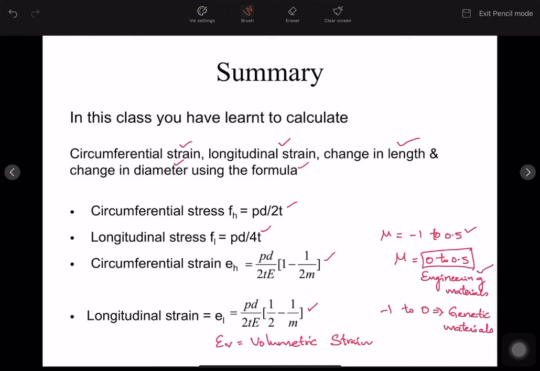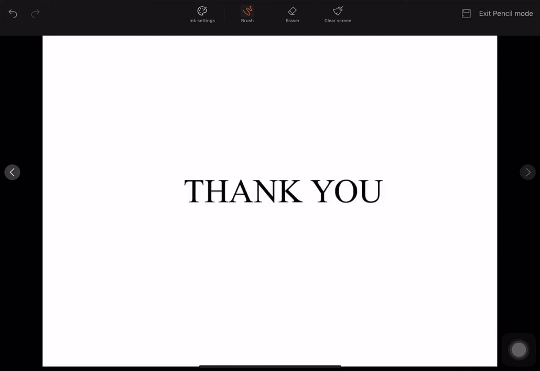So in this class we have learnt all these things. I hope the concepts are clear. In the next class we'll discuss the further topics, and also we'll solve some numericals as well. Thank you all.